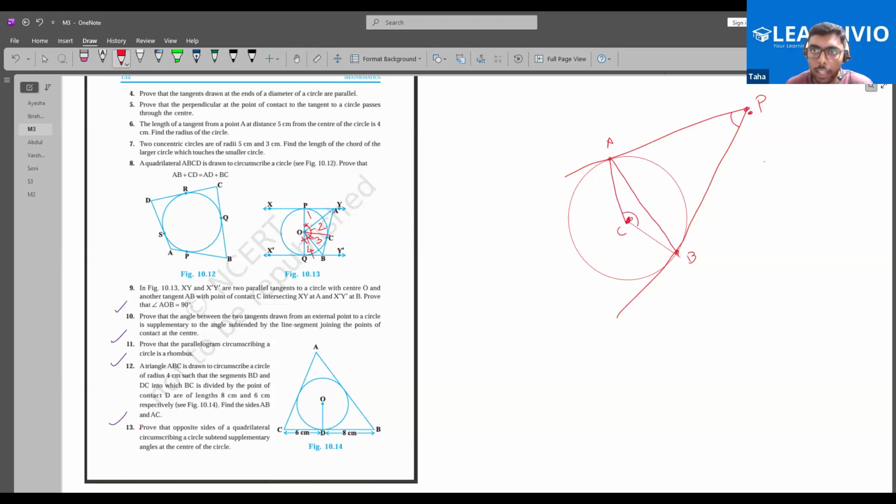So what we are being told in this last line is to prove that the angle between the two tangents from an external point to a circle is supplementary to the angle subtended by the line segment. The angle between the two tangents is supplementary to the angle subtended, basically meaning angle APB plus angle ACB is equal to 180. This is what it means for one angle to be supplementary to the other.